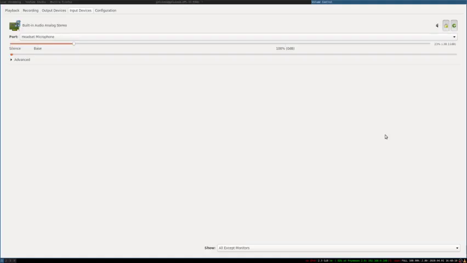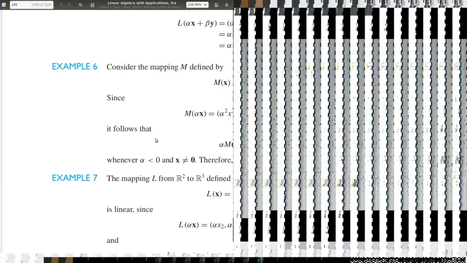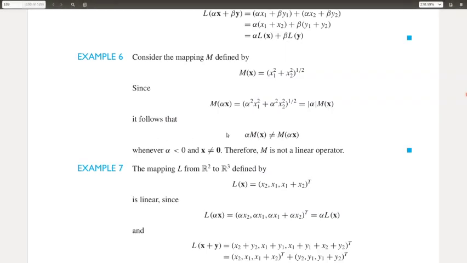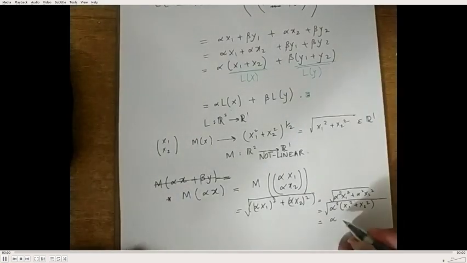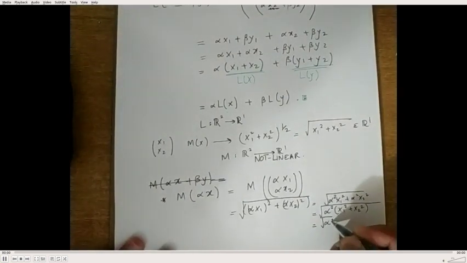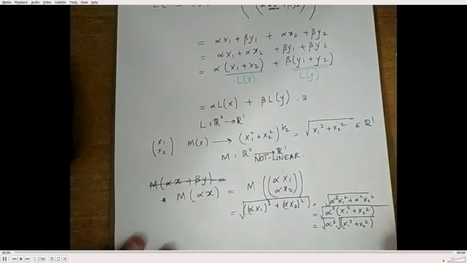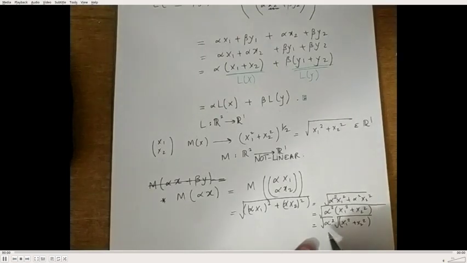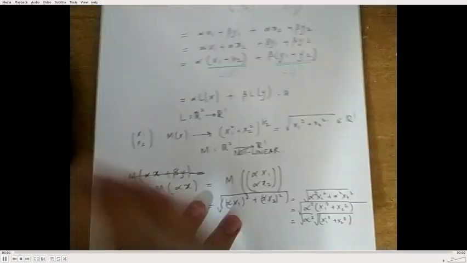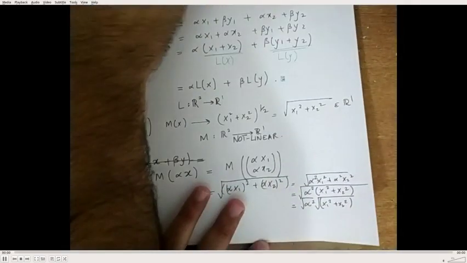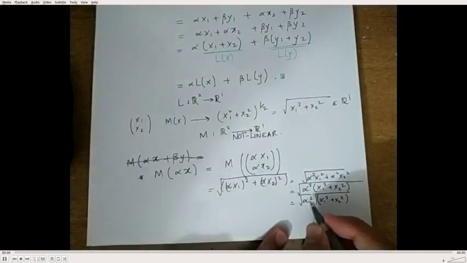Wait, what? What am I doing incorrectly? Yeah. So you get the square root over here, and you get x1 squared plus x2 squared. Now the square root of a square is not going to cancel. We have to be precise here, so it's actually not equal to alpha, you can't cancel these two.